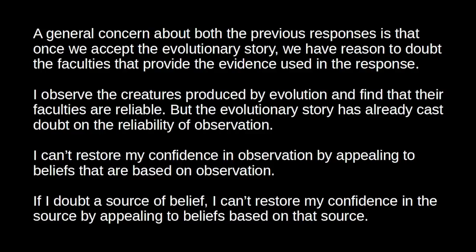So the situation is like this. I start out by trusting observation. I assume that my perceptual faculties are mostly reliable. On this basis, I form various beliefs about the world, including beliefs about how those perceptual faculties work, and beliefs about how those perceptual faculties arose. Then I find that the story about how those perceptual faculties arose casts doubt on their reliability. Well, I can't now restore my confidence in their reliability by appealing to my beliefs about how those faculties work, because those beliefs are themselves based on those faculties.